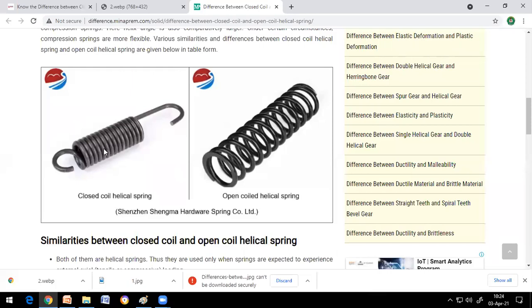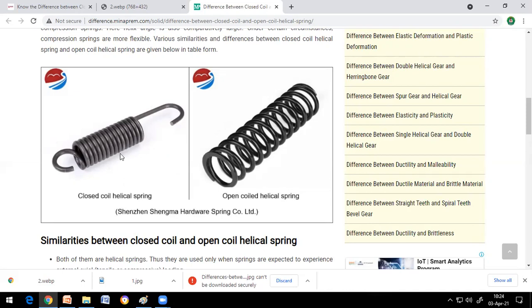So to carry the forces and, not to absorb energy, to store energy, I can call it. Here, this is an open coiled helical spring, which has space between two strings. The pitch distance between two springs will be more. So these springs are going to be used majorly for carrying compression forces. These springs are going to be used to carry majorly tensile forces.